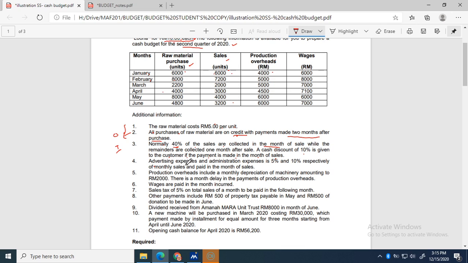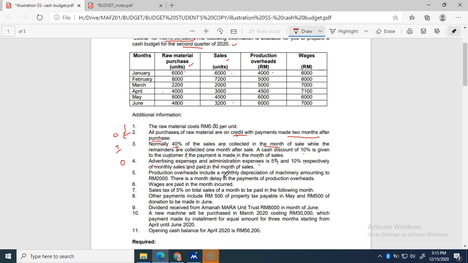Okay, number 4, advertising expenses and admin expenses, 5% and 10% respectively of the month's sales and paid in the month of sales. So that means here incurred in the same month. The expenses in February will be paid in February, in March will be in March. So this is cash outflow expenses.